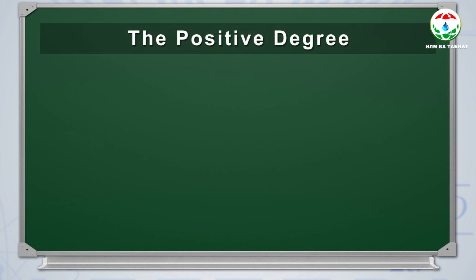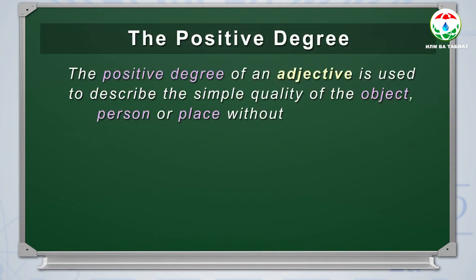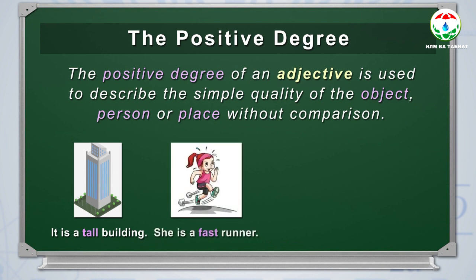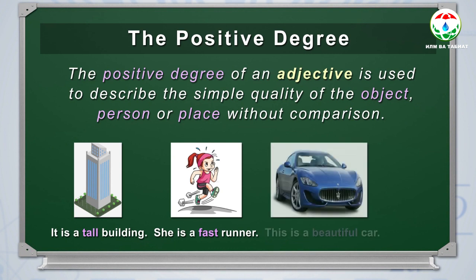The positive degree. The positive degree of an adjective is used to describe the simple quality of the object, person, or place without comparison. Examples: it is a tall building. She is a fast runner. This is a beautiful car. In these examples, the words tall, fast, and beautiful are adjectives in the positive degree.